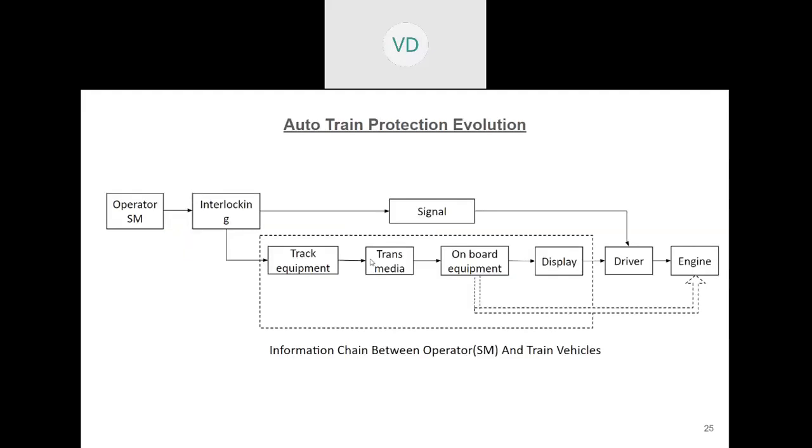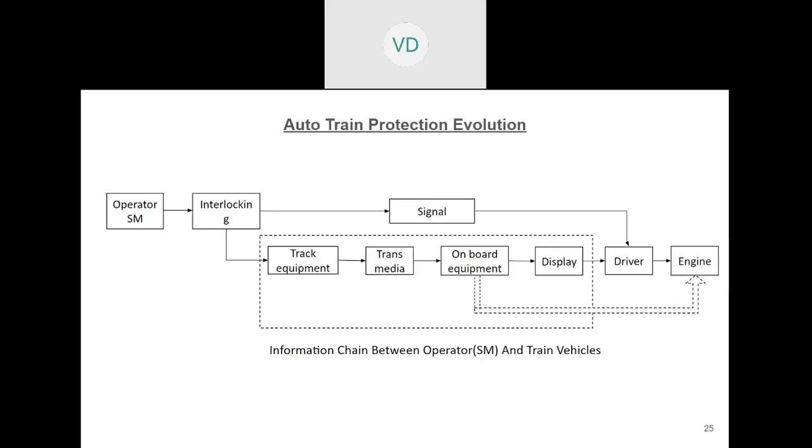You can see in the picture, just for the moment, forget about the box inside the dotted box. Just forget about all those elements. So conventionally, we see the operator, that is the station master, then interlocking. The information goes to the signal, is picked up by the driver, and then he drives the engine. This is the normal channel.